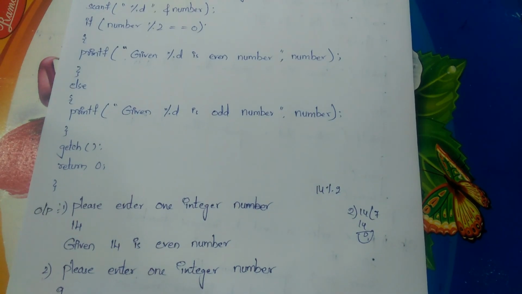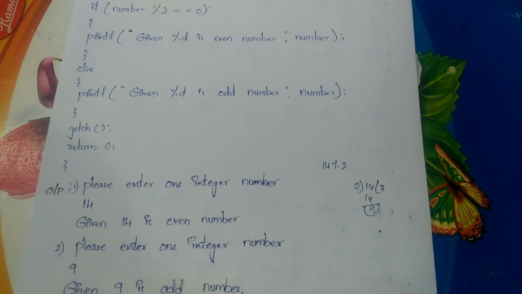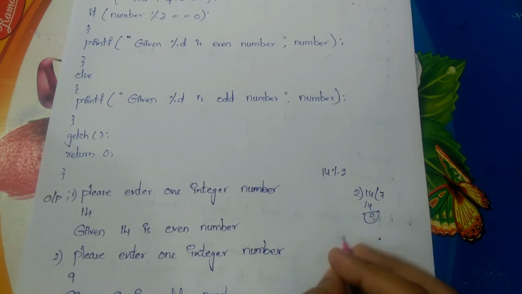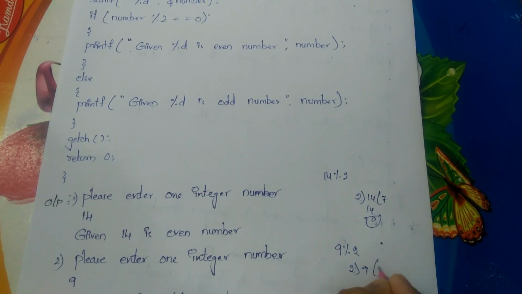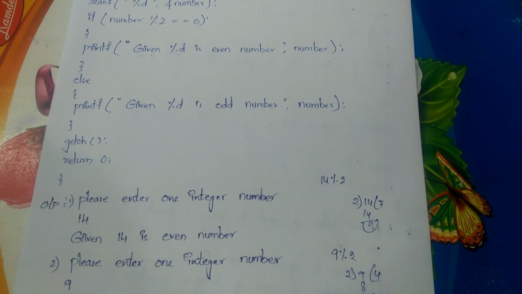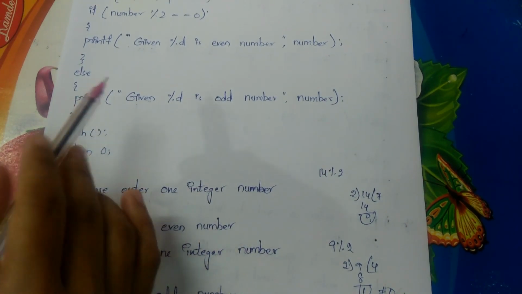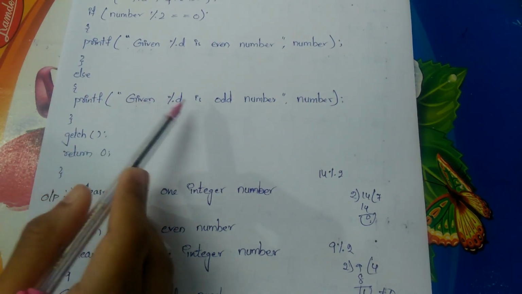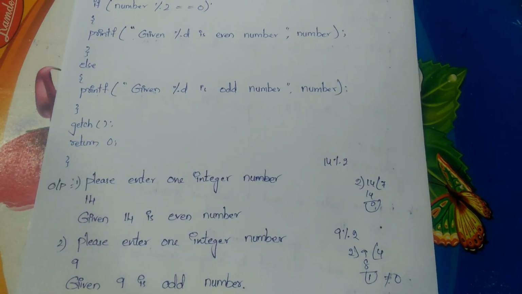Now again the output for the else. Please enter one integer number. I am entering the value 9. Now this 9 will check the test condition, number %2 equal to 0, that is 9 %2. When we divide 9 by 2, two fours are 8, and the remainder we got is 1. So this is not equal to 0, so the test condition is false. Whenever the test condition is false, it executes the statements present in the else. So this statement will be executed: given 9 is odd number. So this is the output, and this is about the if else statement.